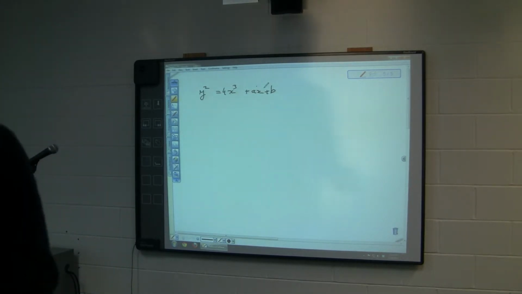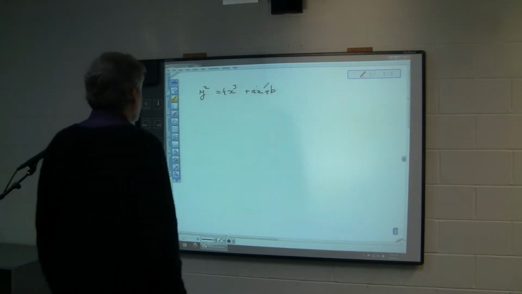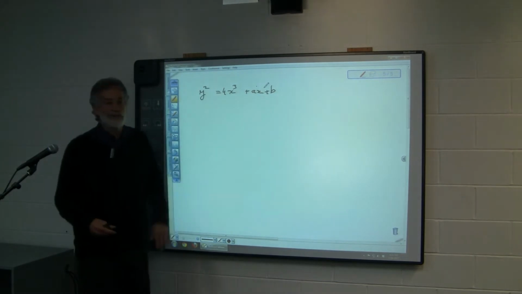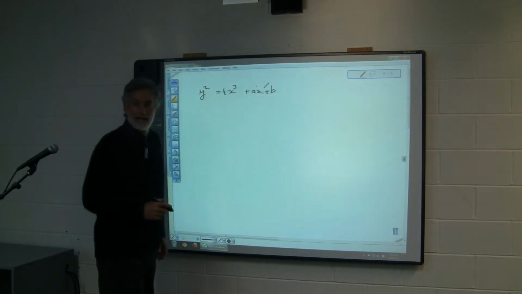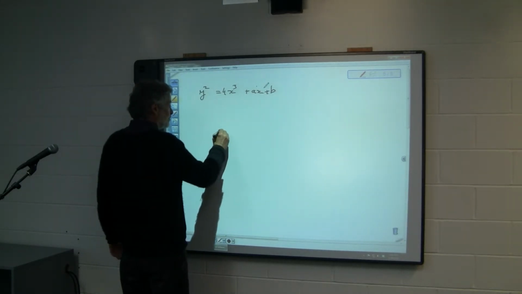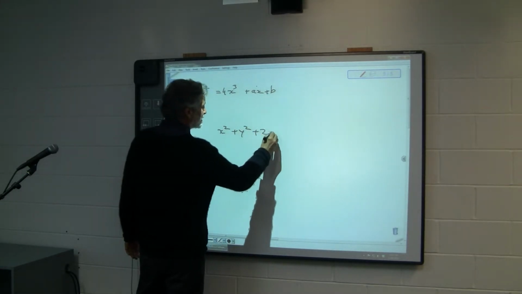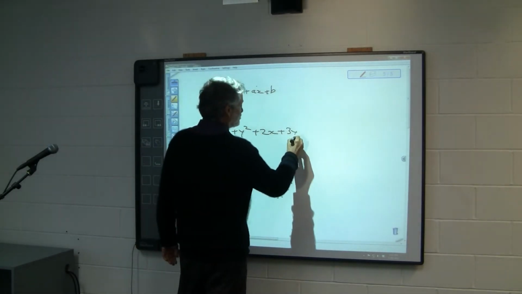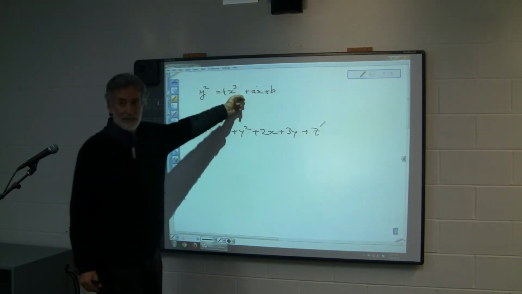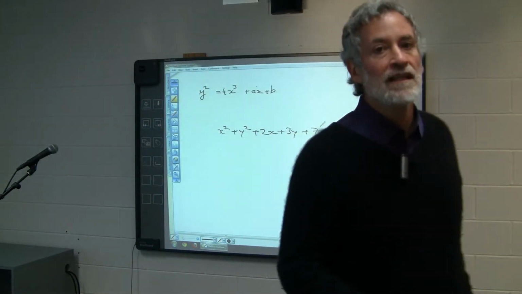How do we get meromorphic functions on this? Well, one good, easy way is to take some polynomial in x and y. Any polynomial you like, a polynomial of the form x squared plus y squared plus 2x plus 3y plus 7. Okay, so this is a polynomial. If you view it, well, it's a meromorphic function.